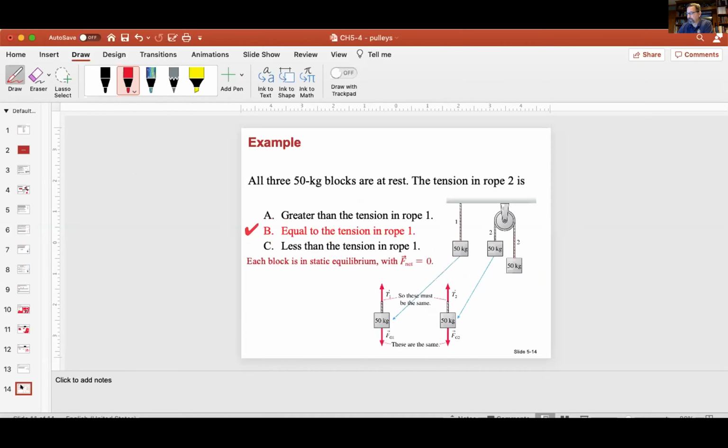And the last one for today. Oops, sorry about that. Hit the wrong button. We'll see if you saw it or not, and I'll move on to the next one. But the argument still has to be there, even if you can get the answer right. What's your argument? All three are at rest.